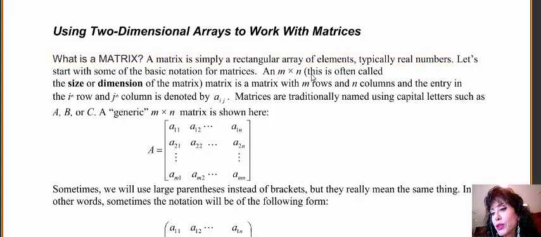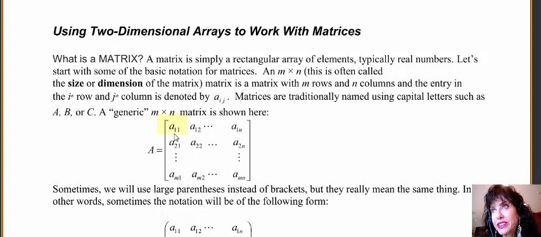Let's start with some of the basic notation for matrices. Usually a matrix is denoted as an M by N matrix, and this is the size or dimension of the matrix, where M denotes the number of rows and N the number of columns. The entry in the ith row and jth column is denoted A with a subscript ij. Usually they name matrices with capital letters in mathematics, for example, A here. This is just a generic M by N matrix shown here.